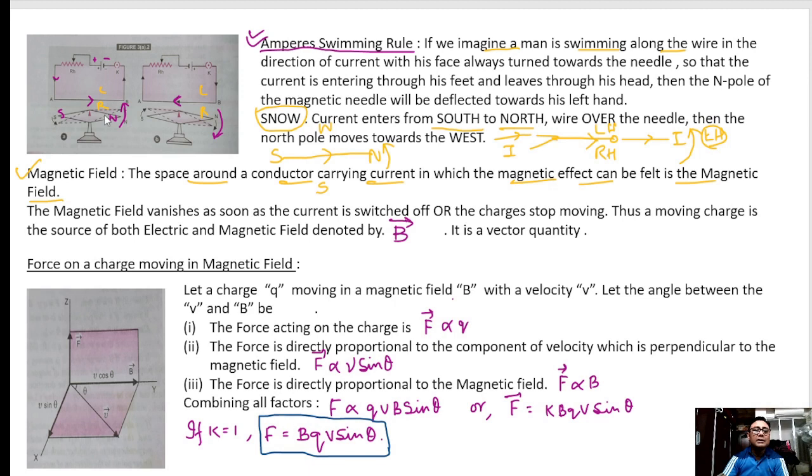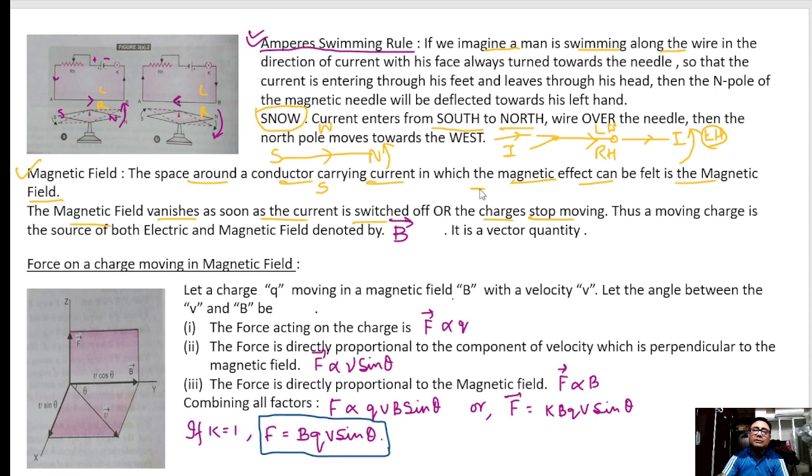Okay, why is the needle moving? Because there is a magnetic field around the wire. That is why the needle is moving. The magnetic field vanishes as soon as the current is switched off. So remember it, when we switch off the current, the magnetic field will vanish and the charge stops moving.